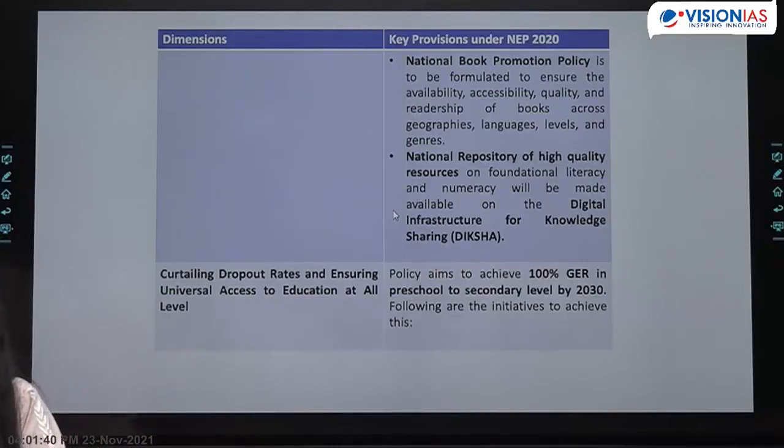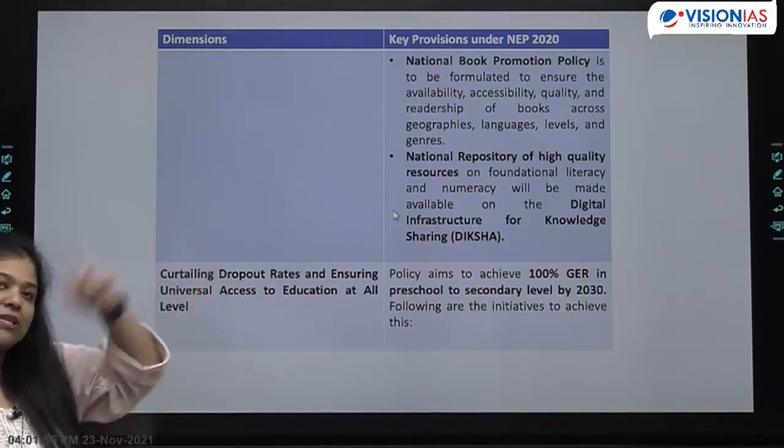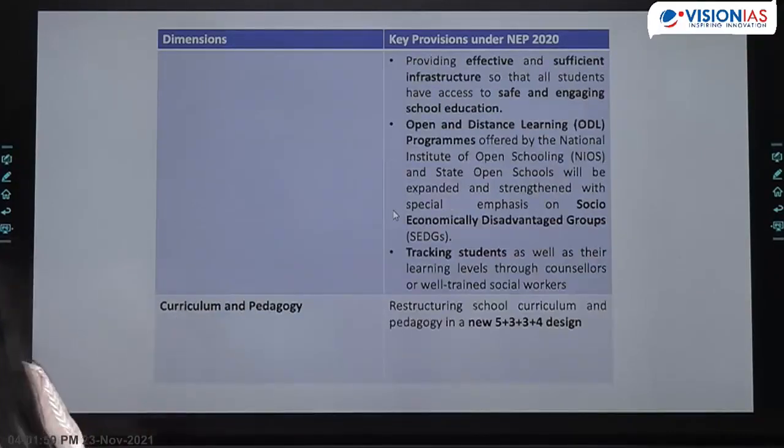It is a repository for high quality sources, which are also available in different regional languages, and it would be available for the students, for the teachers, for the parents. ठीक है. Overall their objective is कि gross enrollment ratio has to be 100% from preschool to secondary level by 2030. ठीक है. Then in order to ensure that there is universalization of gross enrollment ratio, they are trying to solve the problem of equity, they are trying to solve the problem of accessibility.